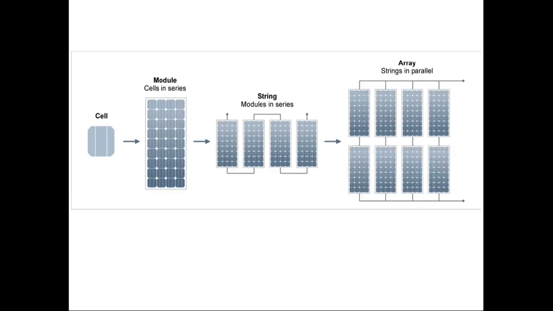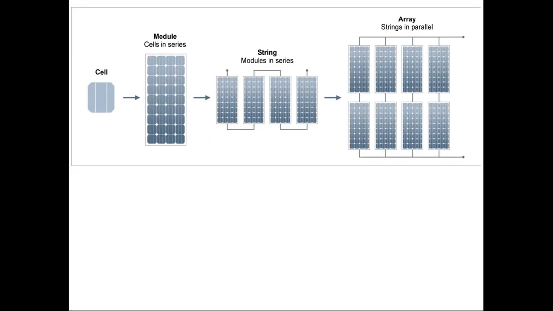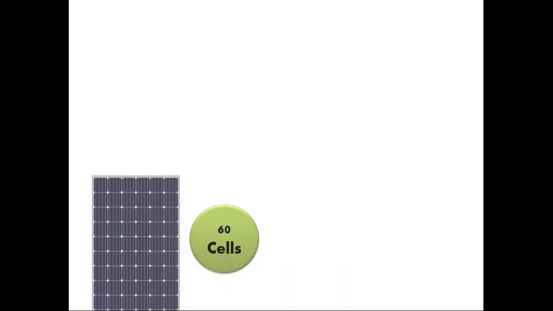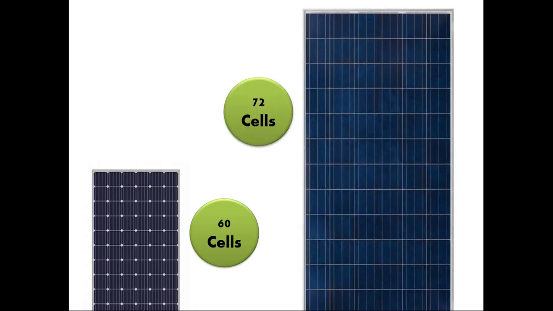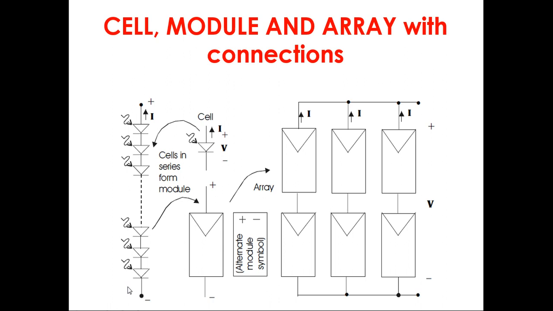This is one demonstration. I just want to show the cell, module, string and array. This is the structure of a 60 cells module. This is the structure of a 72 cells module. These white colored lines are the DC bus. Symbolically, this is the symbol of a PV panel or a module. A number of cells are in series to form the module.